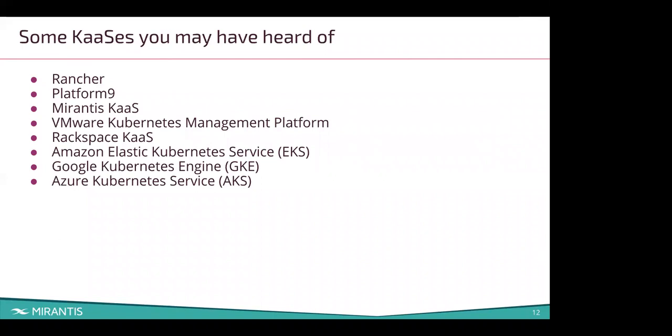Next slide, please. And so now Kubernetes as a Service is a much newer category relative to PaaS, but there are still multiple KaaS products out there. You may have heard of Rancher and Platform 9, and Mirantis just announced its own KaaS a couple of months ago. And maybe a little less well-known, VMware and Rackspace have their own. And then there are the public cloud versions from Amazon and Google and Microsoft. So there's a bunch out there.